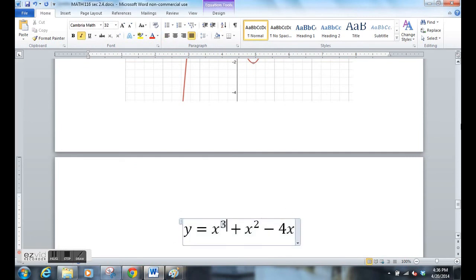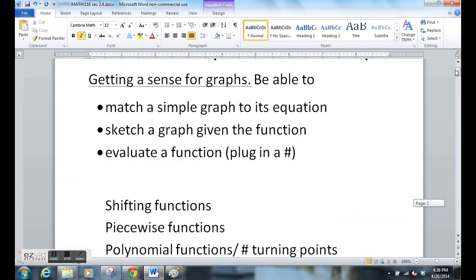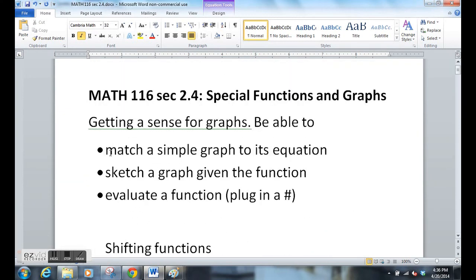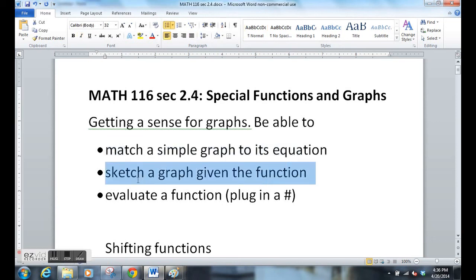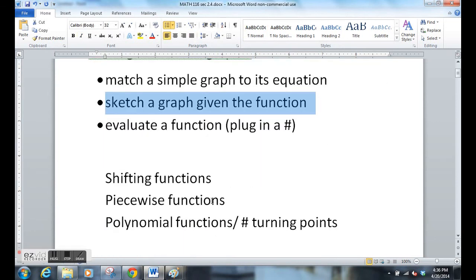So this was a lot to cover, and I'm not quite done yet. I'm going to do the rest in another video. But again, I want you to be able to match a simple graph to its equation and be able to sketch a graph given the function. And we covered shifting functions, piecewise functions, and polynomial functions, and the number of turning points in this video. This is a lot, so get your graphing calculators handy and make sure they can help you.